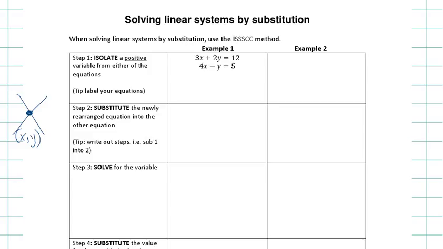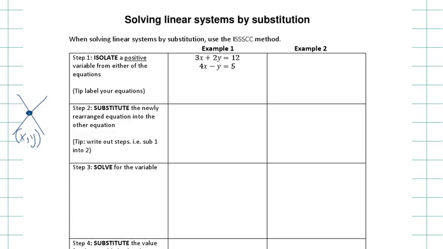So, as you can see, I have the two equations. And in order to do substitution, you have to isolate a variable from either of the equations. Which means you're going to pick one equation, and then isolate for a letter. In each equation we have x and y. So we have to pick one letter in one of the equations to isolate for.